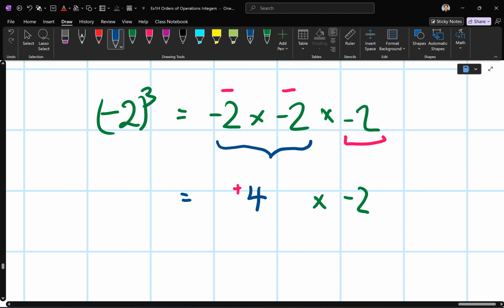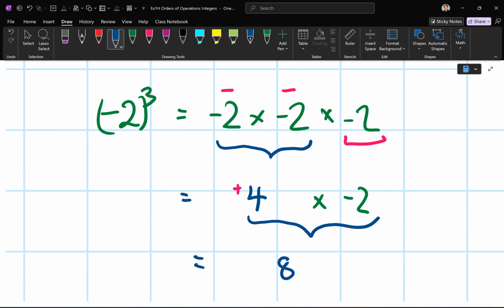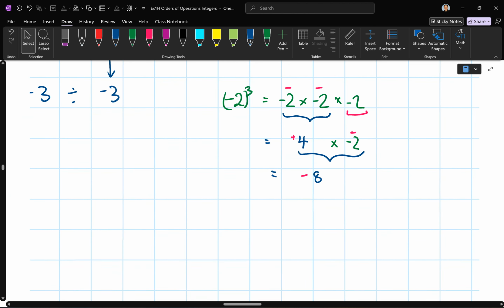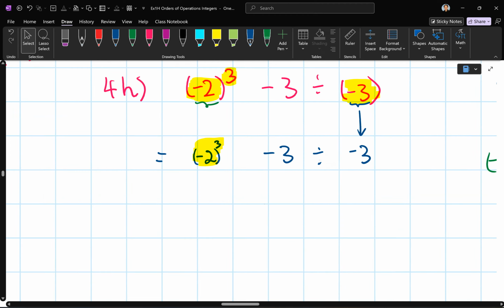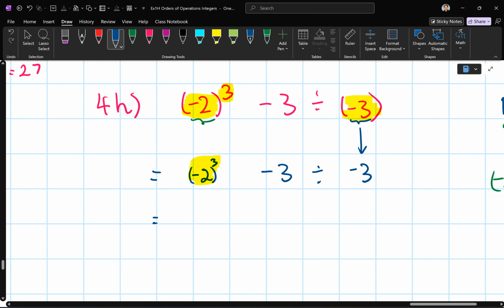So again, what's now 4 times negative 2? 4 times negative 2 gives you, 4 times 2 is 8. And again, work out the sign. This is a positive and this is a negative. Positive, negative gives you negative. Okay, so when they say what's negative 2 cubed, it actually is negative 8. So that means here, I now know this is equivalent to negative 8.